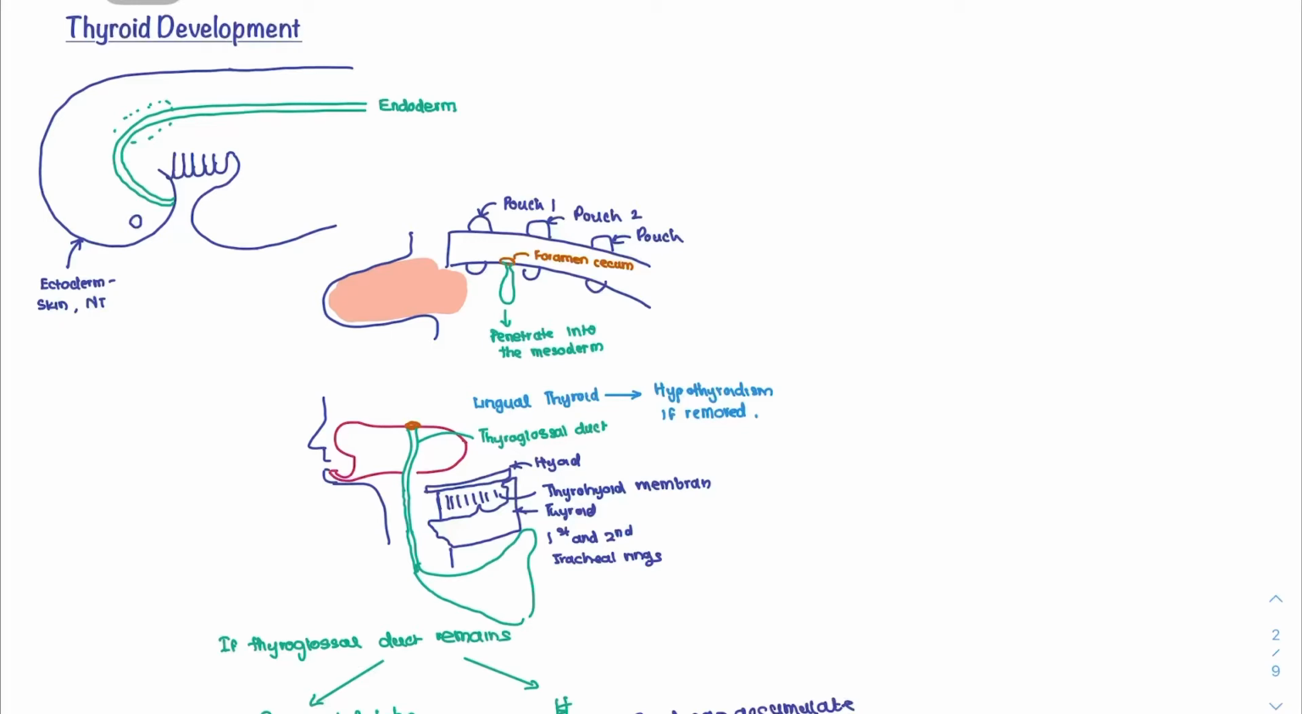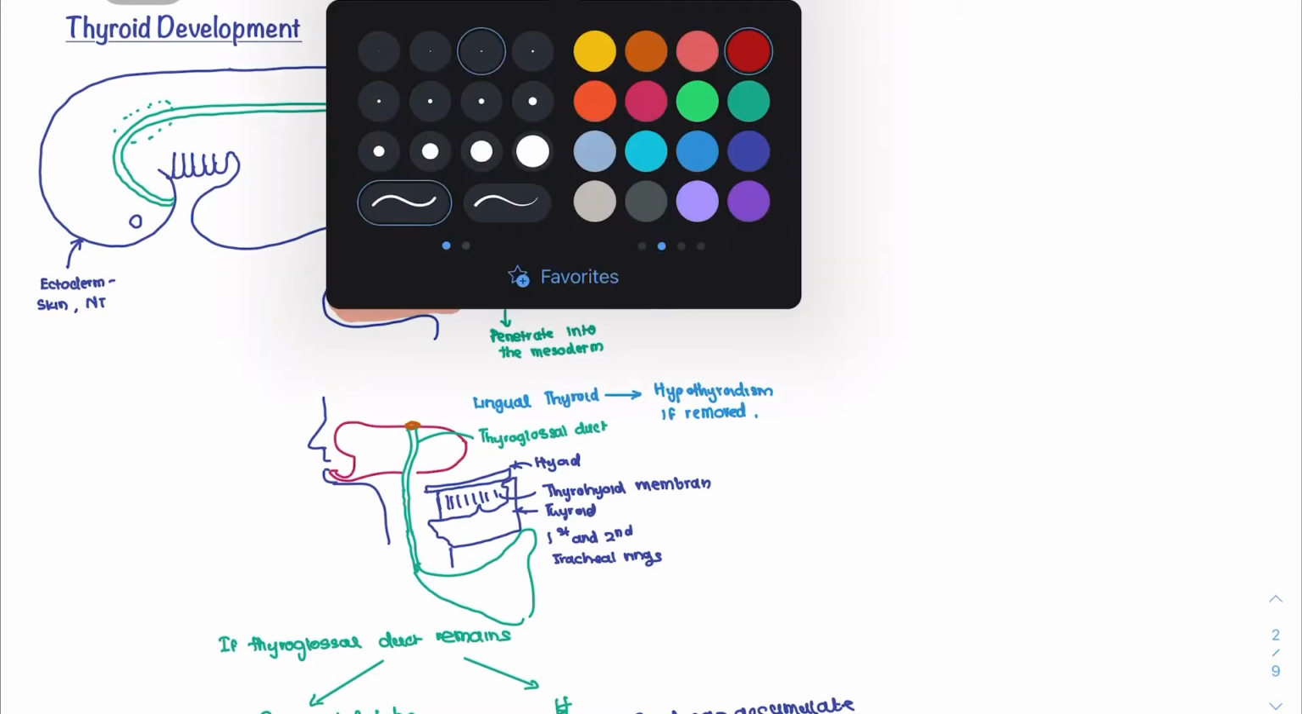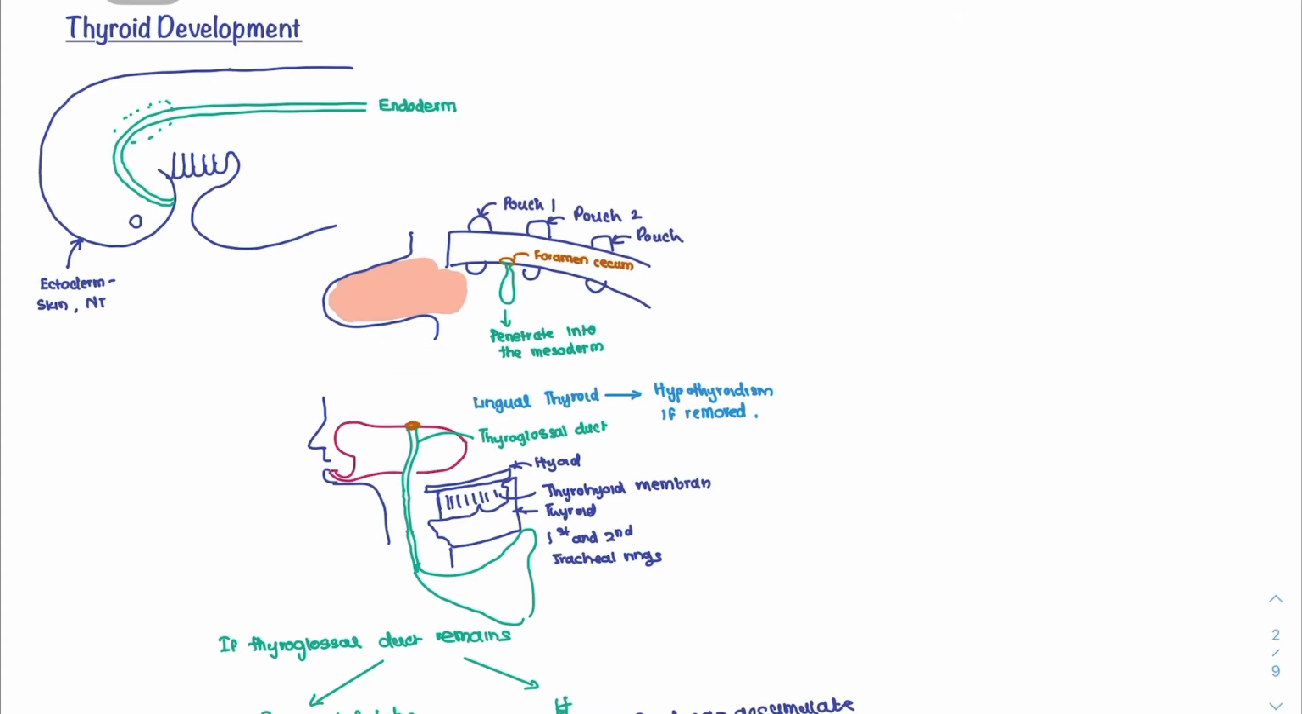Now let's take a look at how the thyroid develops in our fetus stage. So as you know, there are three embryonic discs. The outermost layer, which develops into skin and nervous tissue, is called the ectoderm. Then we have the endoderm, which will eventually develop into the gut.